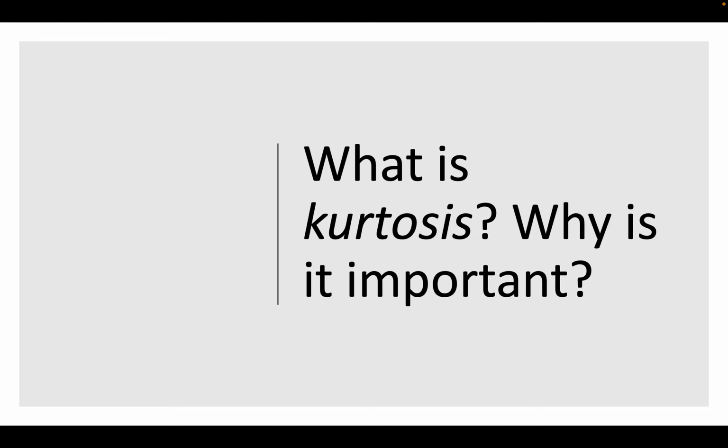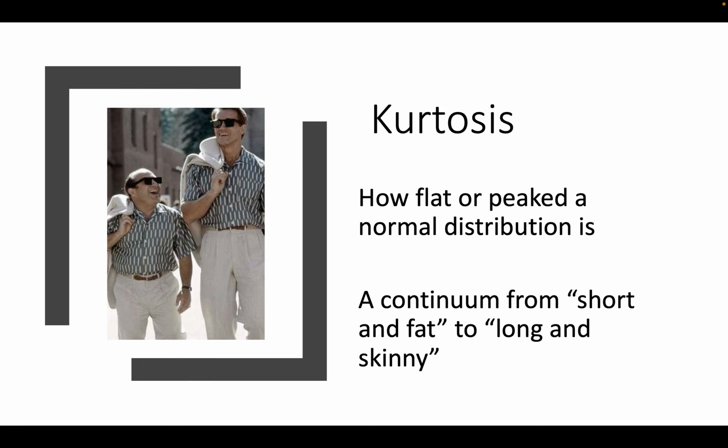And this brings us to kurtosis. So what is kurtosis and why is it important? Well, we've talked about the shape of our distribution in terms of skewness, or which direction the data is being pulled, but now we want to look at another way we can describe the shape of our distribution. So kurtosis, as defined by your textbook, is how flat or how peaked your distribution is.